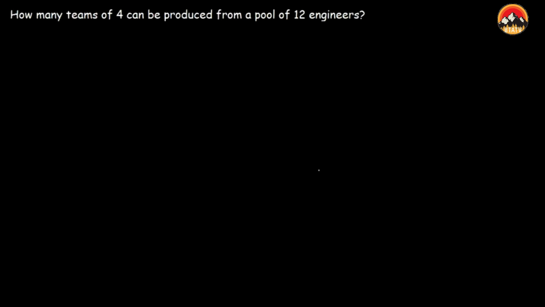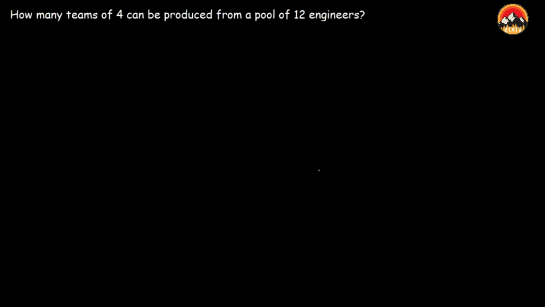How many teams of 4 can be produced from a pool of 12 engineers? So is this a permutation or is it a combination? What do you think? Does the order matter?